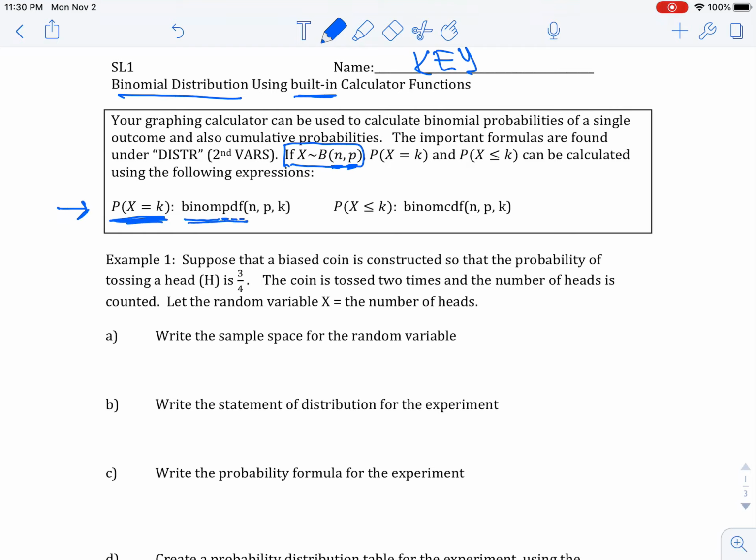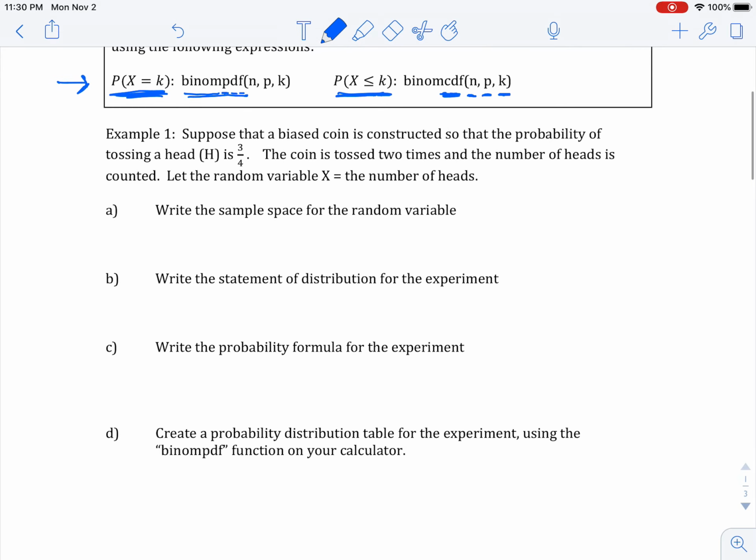There's also something called a binom cumulative distribution function, which will add up all the probabilities up through a particular value. So if I wanted to find the probability that x is less than or equal to some value k, then I would use binom CDF. And again, this is the number of trials, this is the probability of success, this is going to be your value of k that comes from here. So we'll see that on your calculator in just a moment. All right, but let's jump into an example.